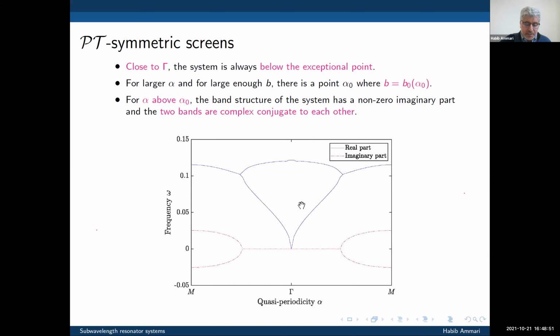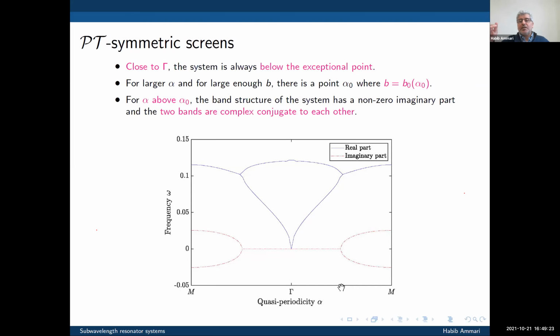So close to this first radiation continuum, close to this gamma point, the system is always below the exceptional point. The exceptional point is here. For larger alpha and for large enough B, there exists a quasi-frequency, a quasi-periodicity alpha 0, as you can see it here, such that there exists an exceptional point. Okay, of course, above this alpha 0 here, the alpha 0 is here.